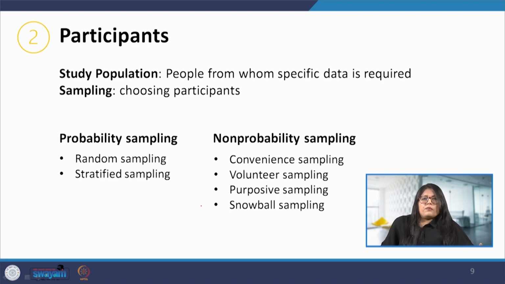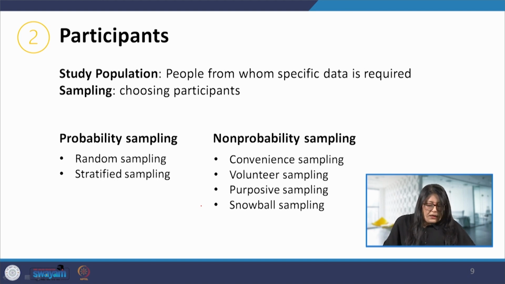The second important issue is the participant. So, the goal that we have developed for the data gathering session will indicate the types of people from whom this data has to be gathered. Now, people who fit this requirement are called the population or study population, and the process through which we select these participants in data gathering is called sampling. So, there are 2 types of sampling techniques, probability sampling and non-probability sampling.